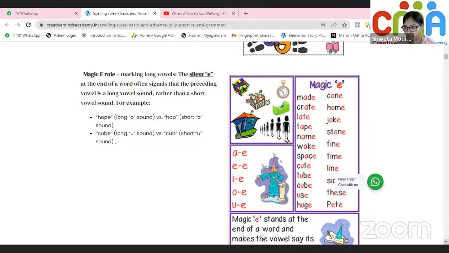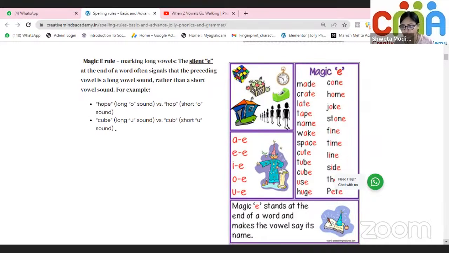So Magic E, I have also explained, is where the short vowel changes to the long vowel. For example, if the word is mad, M-A-D, the A is the short vowel sound, which is changing to the A long vowel sound. So let me tell you the five short vowel sounds: A, E, I, O, U. And what are the long vowel sounds?